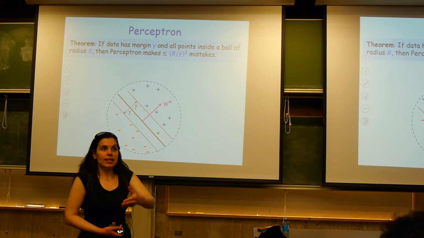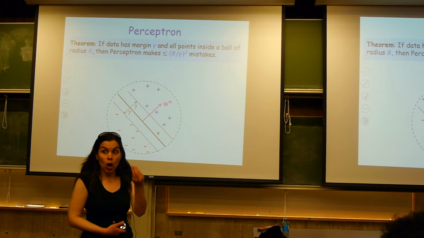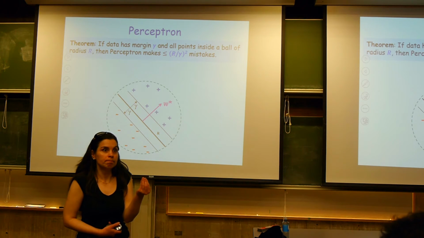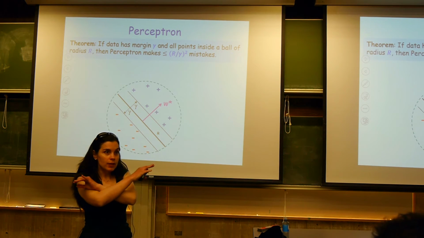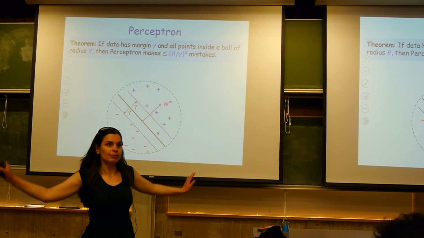So basically what this says is the number of mistakes the Perceptron makes depends entirely on the margin of the data set and nothing else. And this is true for a sequence of an arbitrary size.